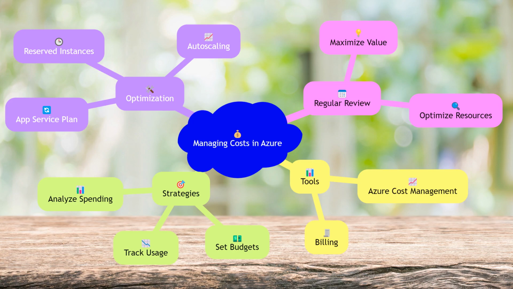Managing and optimizing costs is an important aspect of deploying web apps in Azure. Azure provides several tools to help you monitor and control your spending. Azure Cost Management and Billing allows you to track your usage and costs, set budgets, and analyze spending patterns. By optimizing your app service plan using reserved instances and leveraging auto-scaling, you can reduce costs while maintaining the performance and availability of your web app. Regularly reviewing and optimizing your resources ensures that you get the most value from your Azure investment.